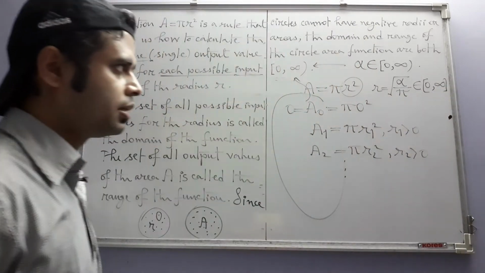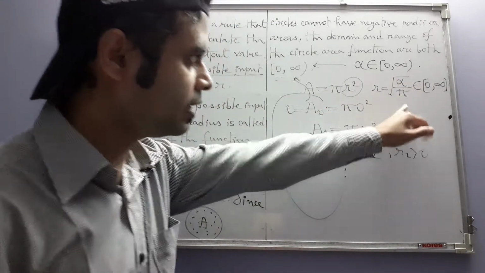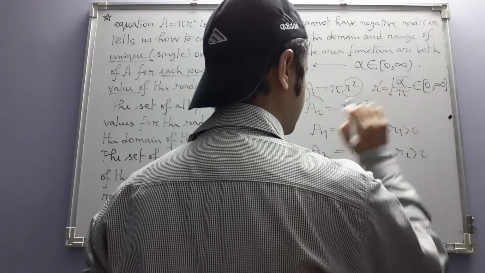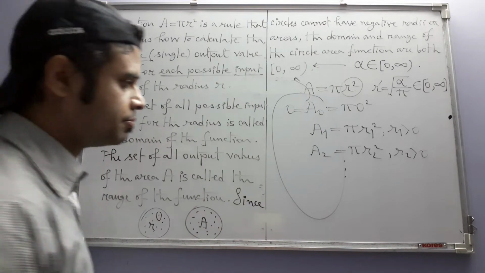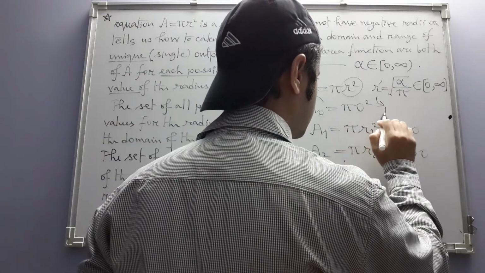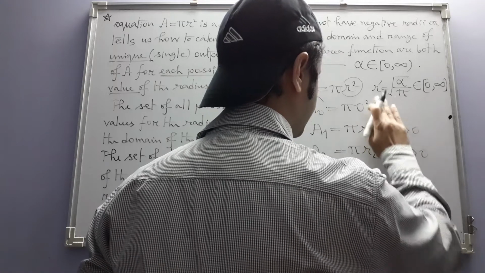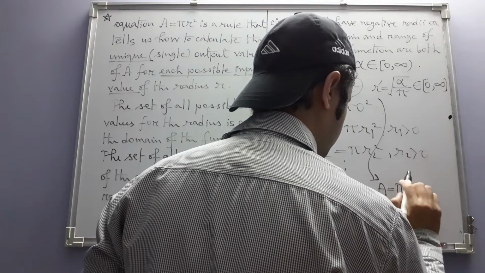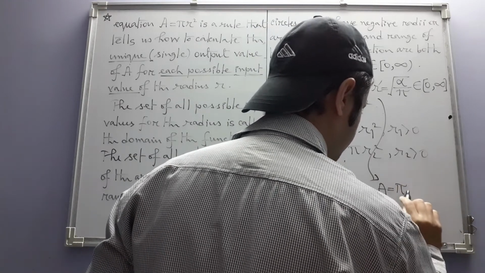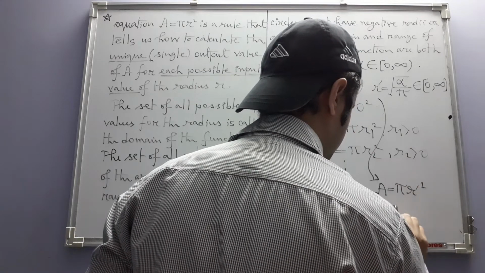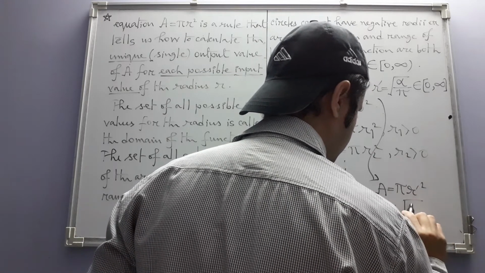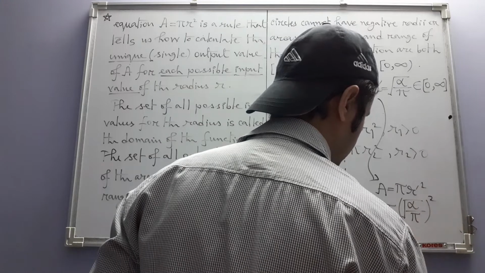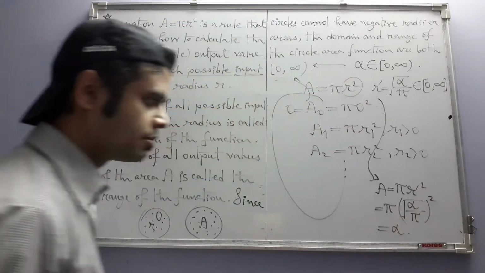Now, if someone considers a circle with radius equal to this, then what happens? What is the area of this circle? Say the circle has radius r prime. Then the area of this circle is A equal to pi r prime squared. So this is pi times the square root of alpha divided by pi, squared. After simplification, you see that this is equal to alpha.